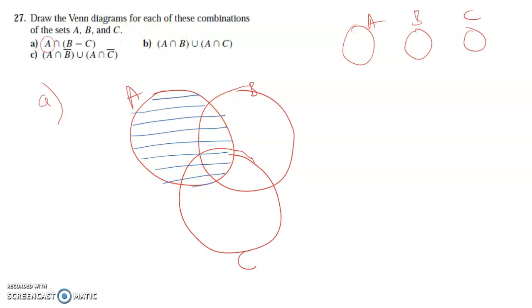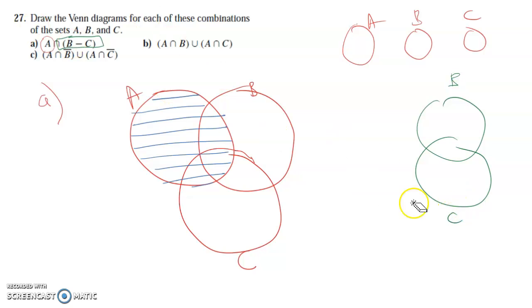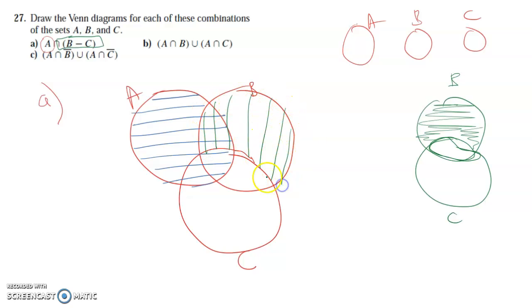Okay, and now the second part is B minus C. So from B, if you take away C, which is kind of erasing it, it's going to be just this part. From B, I subtracted out C, so this part will be gone. So that would be referring to this.